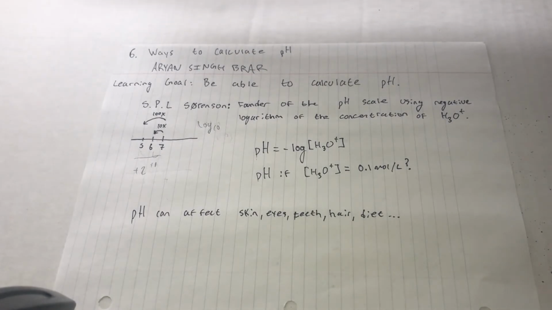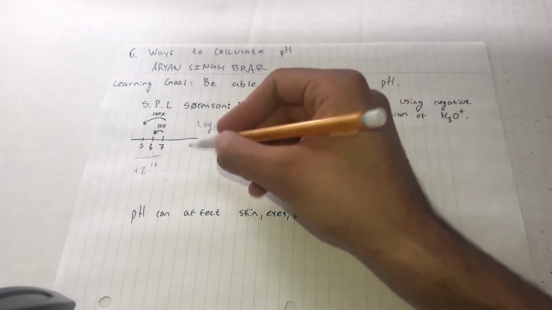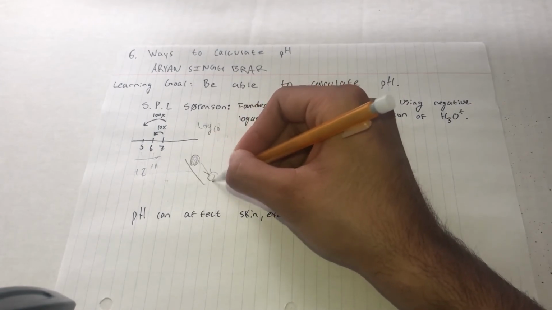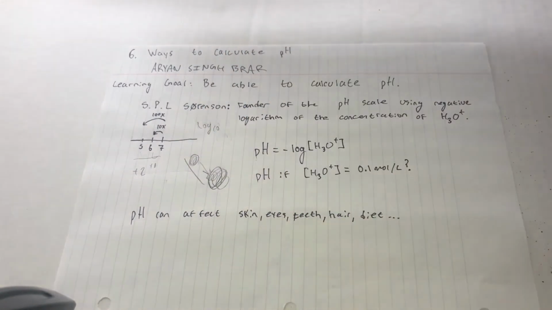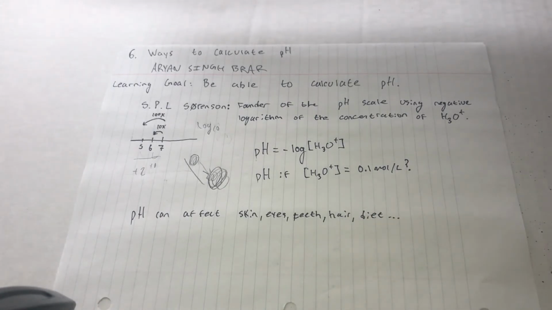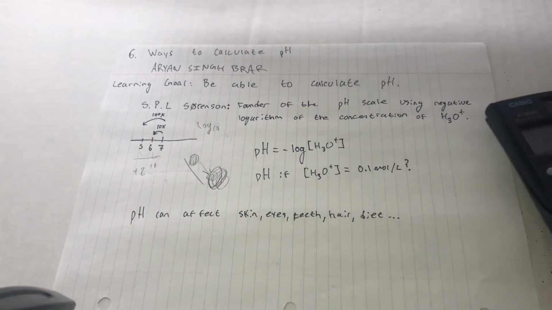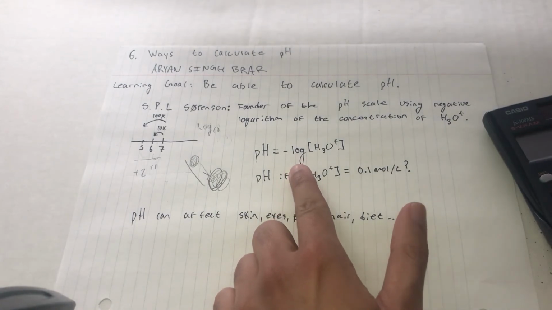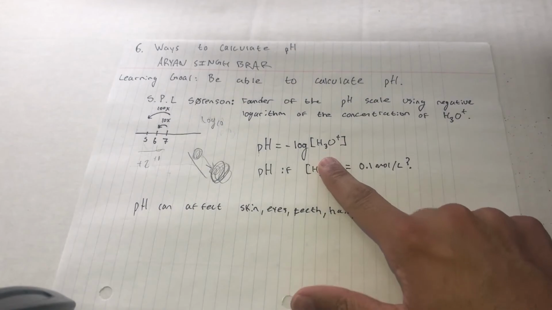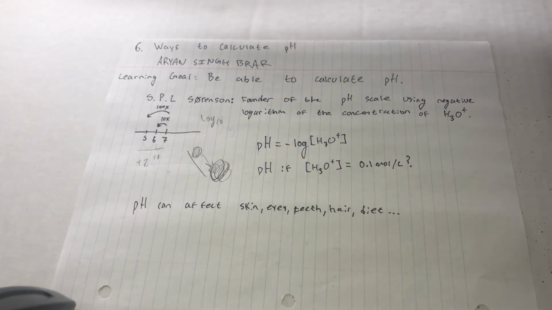It's kind of like rolling a snowball down a hill, and it'll just keep getting bigger and more massive, like exponentially so. So if you wanted to calculate the pH of a solution that has a hydronium concentration of 0.1 moles per liter, well, you just use this equation. pH is equal to the negative log of the concentration of hydronium. And I want you to pause the video and try that out.